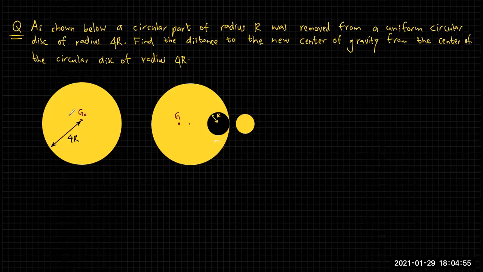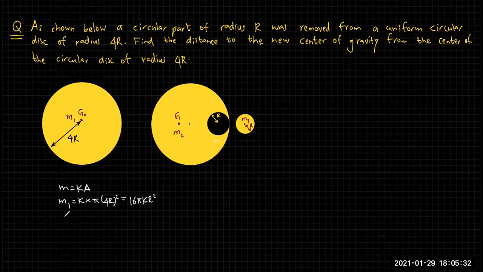Let's take the masses now. Mass of the large circle we'll take as m1, mass of the remaining part as m2, and mass of the small one as m3. Remember, the radius of that is r. The masses must be compared based on area, so mass is equal to areal density into area. That way you can compare it easier. M1 is areal density multiplied by area, pi into 4r square, that is 16 pi k r square. That is the mass of the larger circle.